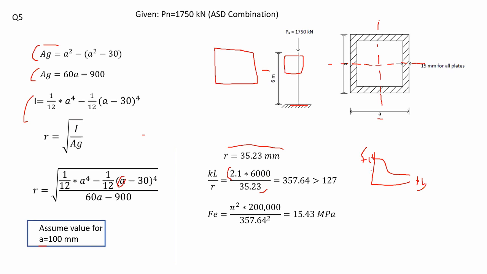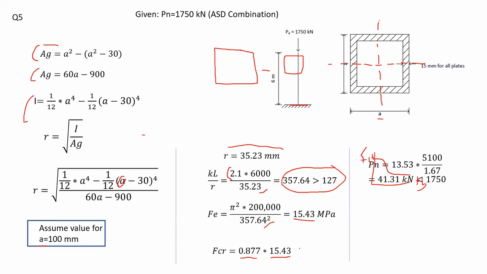So if I continue now and check for FE, my FE would be equal to pi square multiplied by the modulus of elasticity divided by the KL over R value I just found. My FE now is 15 megapascal. Now I can check for FCR. Of course, you have to check the slenderness. This is where I check it. That's why I'm using FCR 0.877 multiplied by FE.